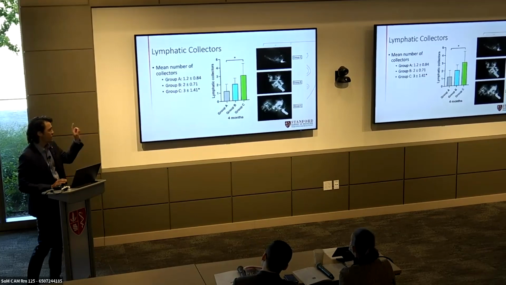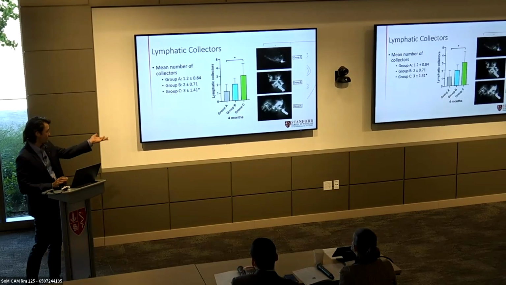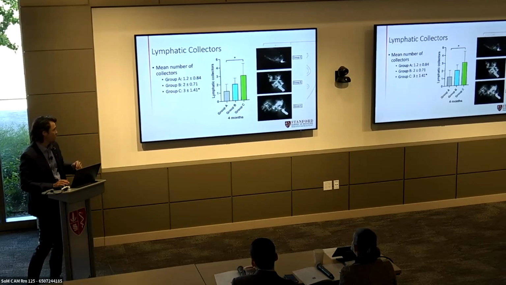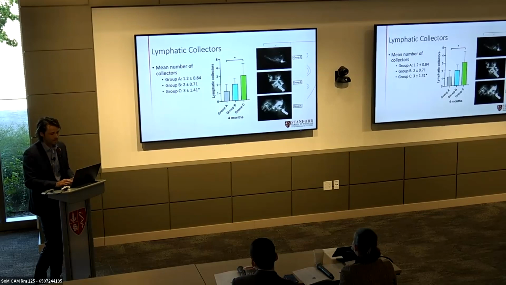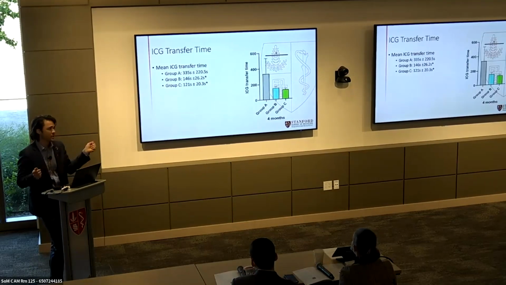And these are representative images of the 3 groups, A, B, and C, taken at the same point in time after ICG is administered. And you can see that group C has a very robust lymphatic network. We also looked at ICG transfer time, and that's just the speed at which the lymph is able to flow from the paw to cross the midline.